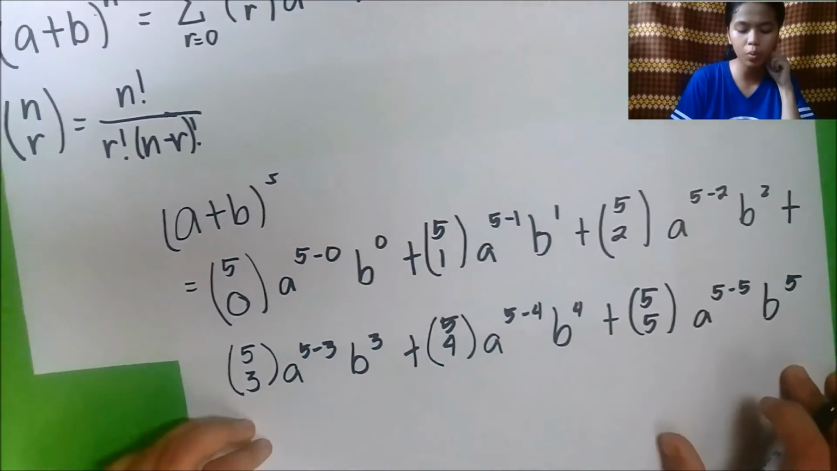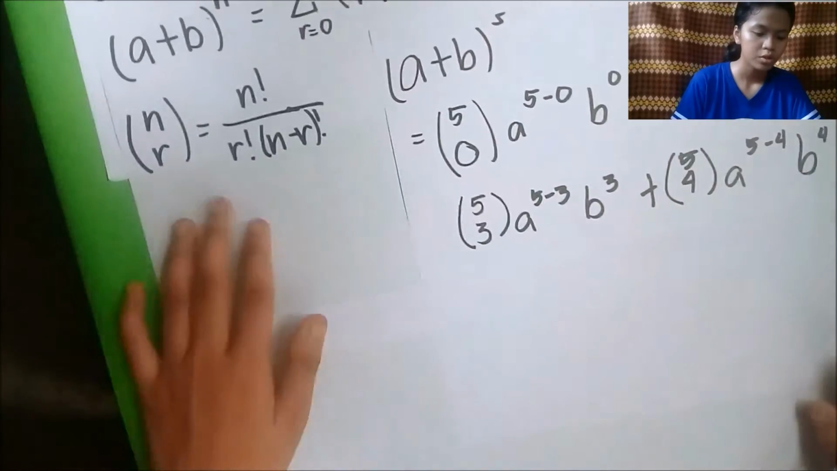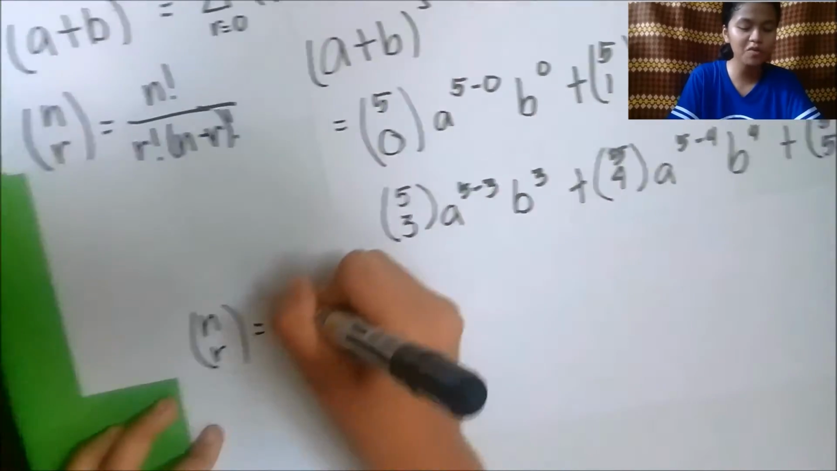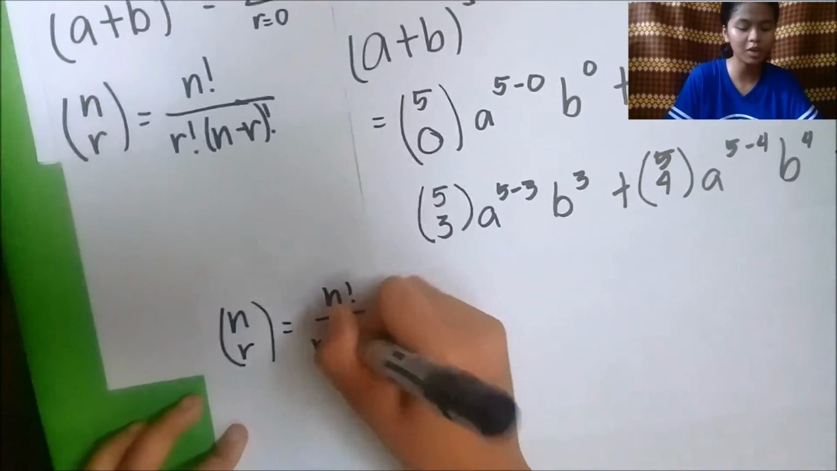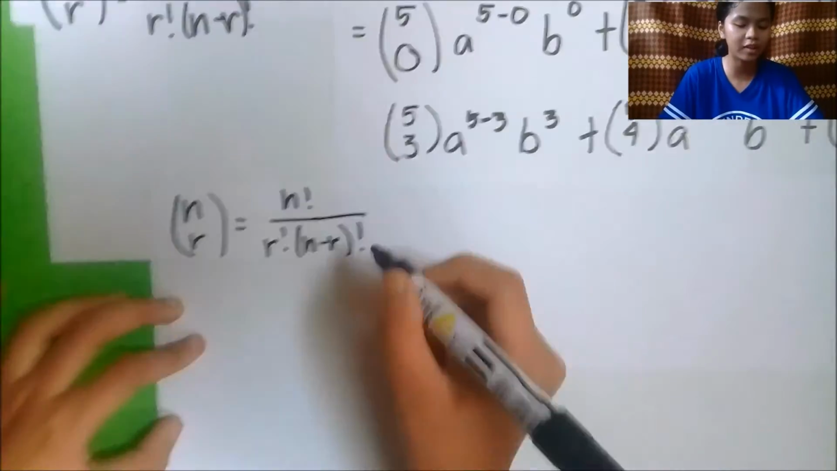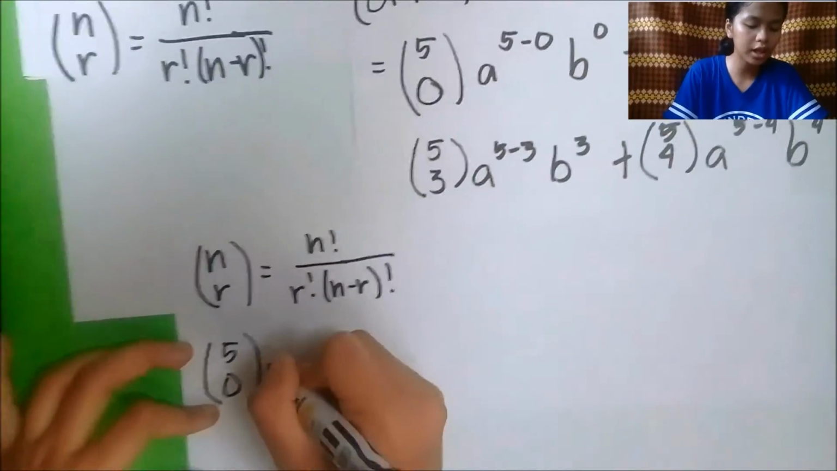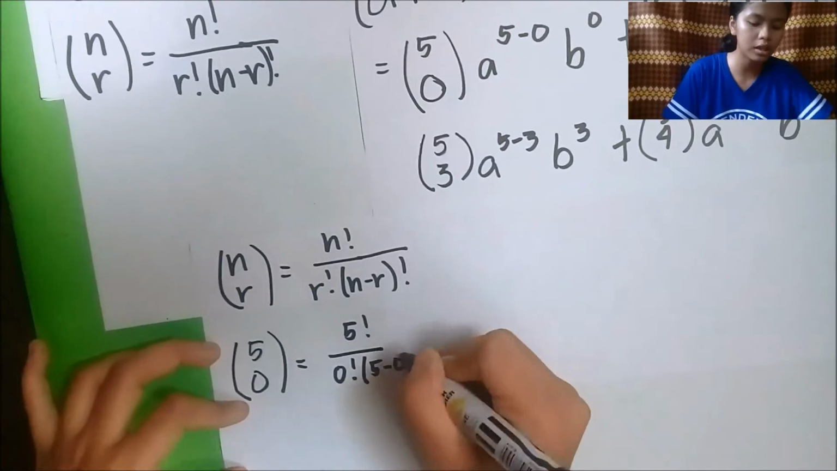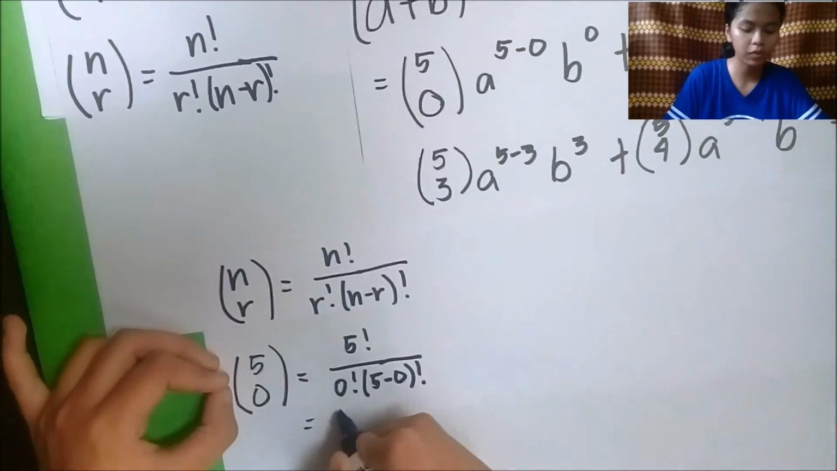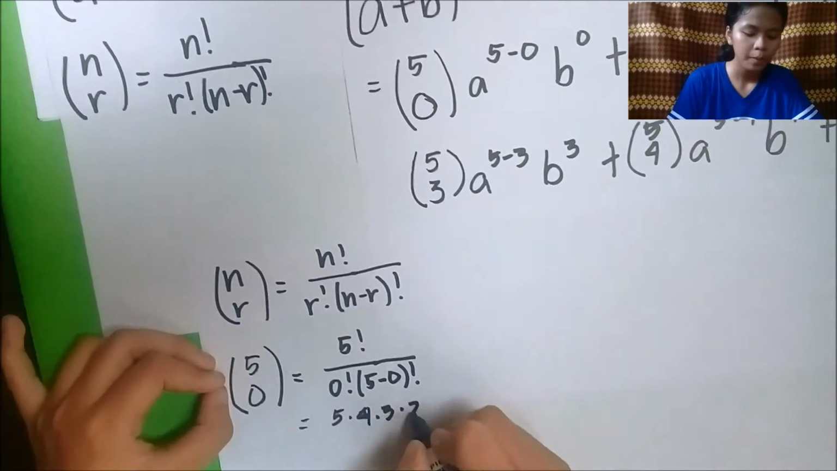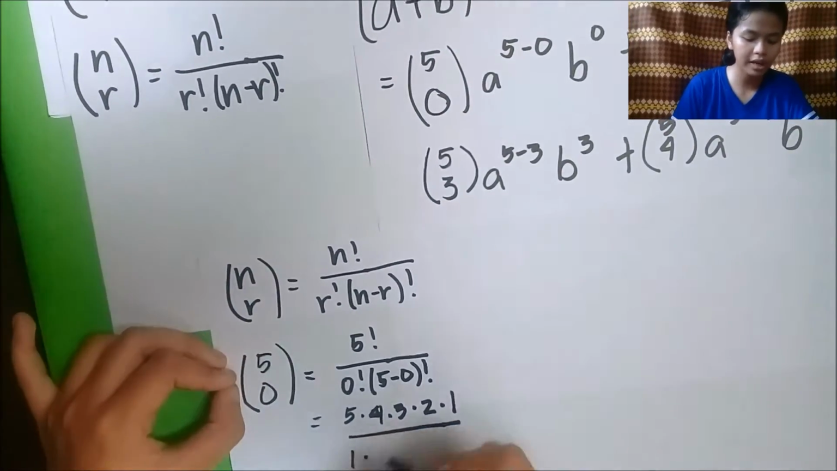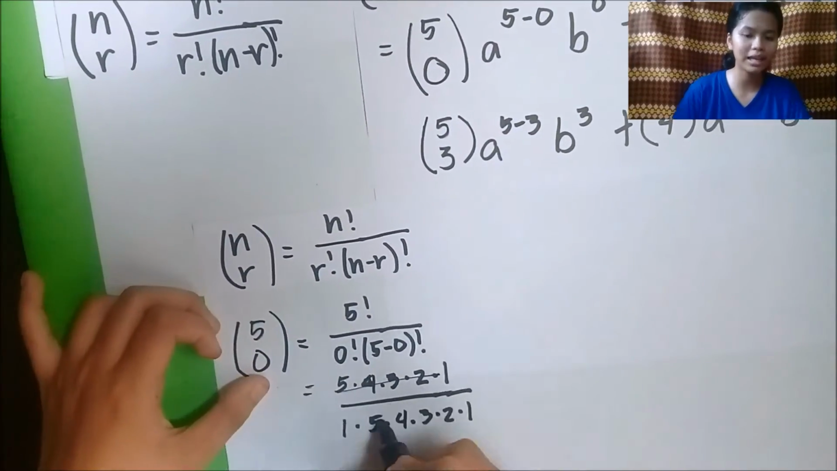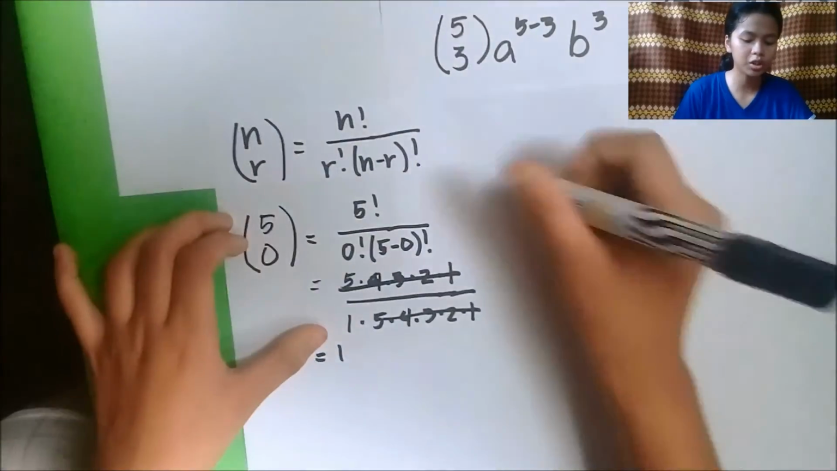Now, we are going to find the value of 5 taken 0. From the expression above, n factorial over r factorial times the quantity of n minus r factorial, we are going to substitute the value of n and the value of r. So, 5 factorial over 0 factorial times the quantity of 5 minus 0 factorial, which is equal to 5 times 4 times 3 times 2 times 1 all over 1 times 5 times 4 times 3 times 2 times 1. Now, we are going to simplify by cancelling. This expression will be equal to 1.